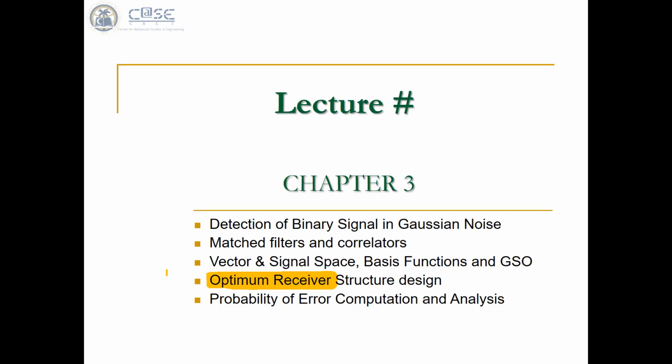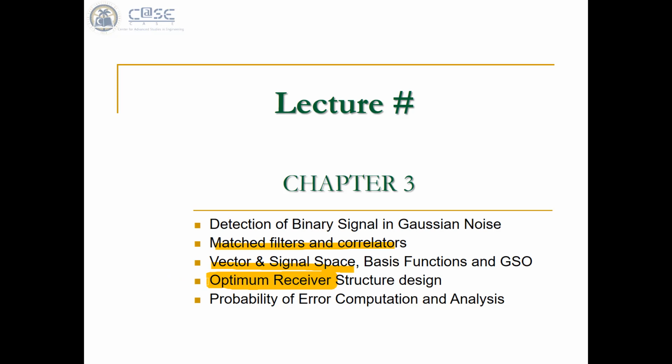We have seen few topics before we started the optimum receiver structure design. The topics include match filters, correlators, and vector signal space, and the determination of the basis functions out of this GSO process. We've already seen these topics in details and with examples as well. In the last lecture, we have derived the optimum receiver structure design, and we have seen the mathematics behind it. We have concluded few important results out of it.